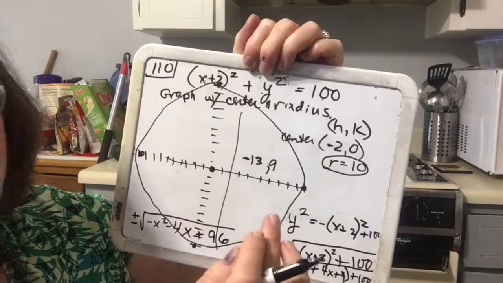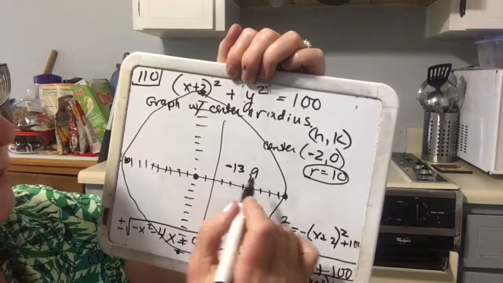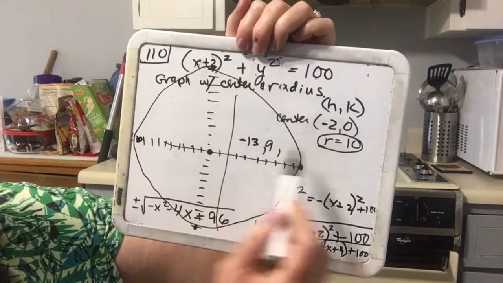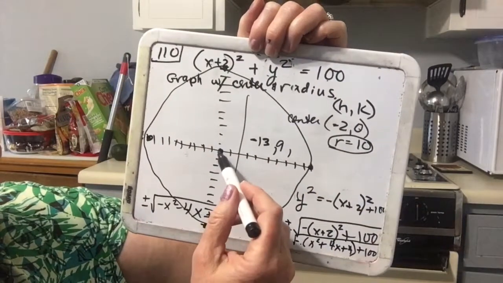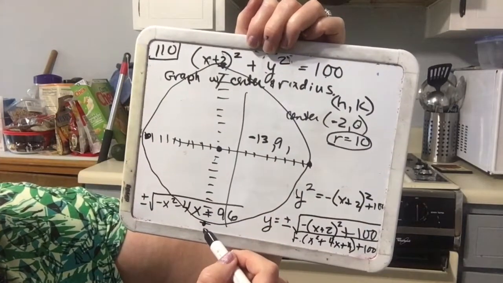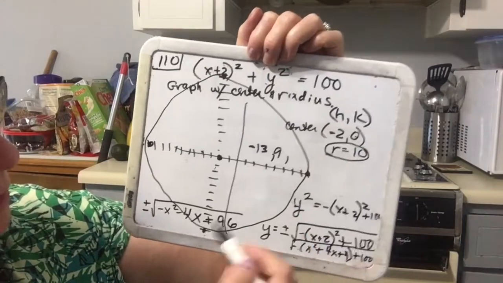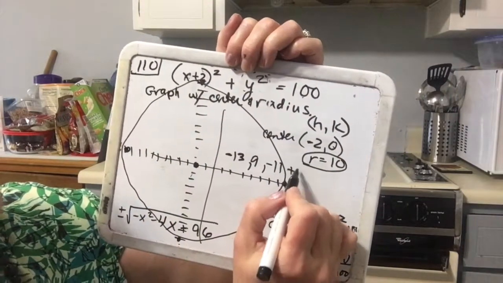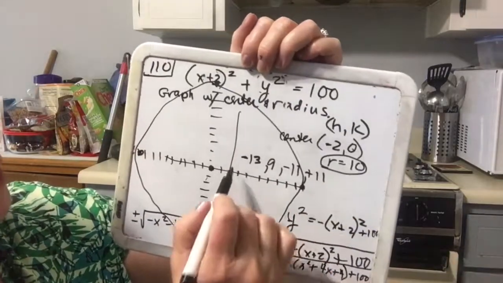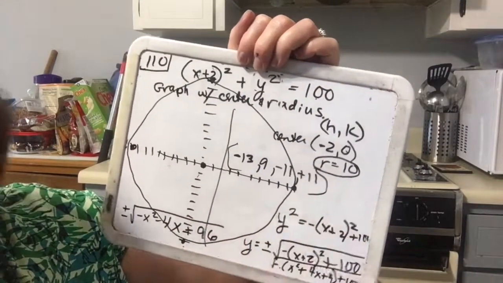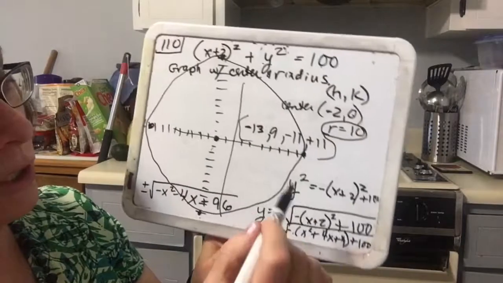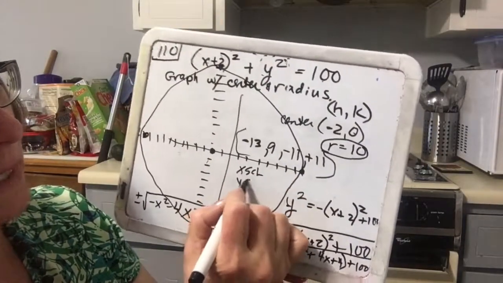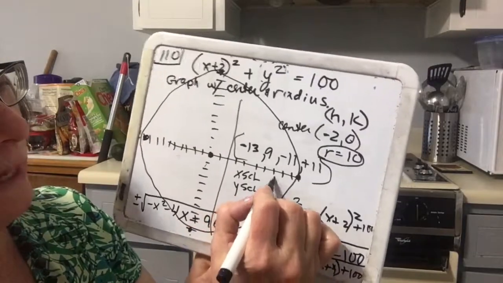So I'm going to go -13 to 9 on my window on the x, and then on the y, since that's at a 0 for the y, I'm going to say it's going to go to 1 past 10 down, which would be -11, and then 1 past 10 up to be +11. So I'm going to change my window to reflect that, and I'm going to make sure that my x scale and my y scale are back to 1.